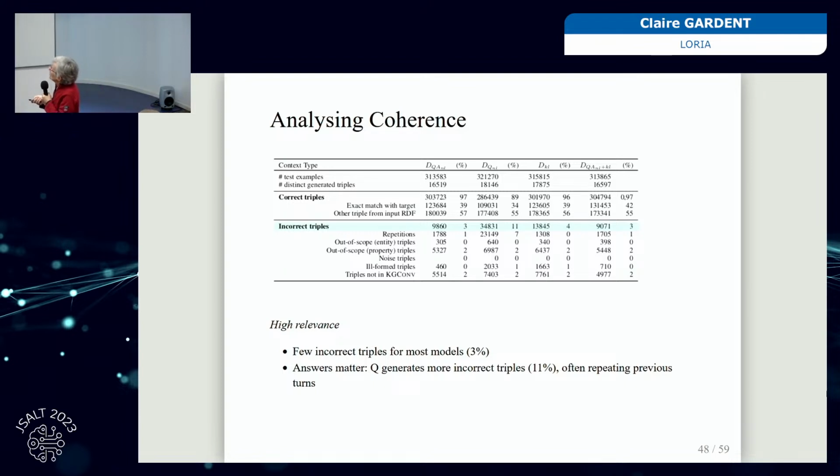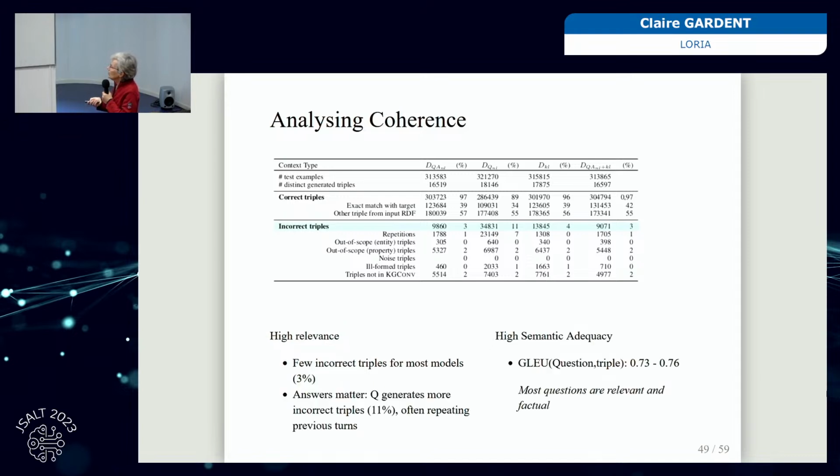Here again, it's still about relevance. We see there are few incorrect triples for most models, at most 3%. But the answer matters. We have this context where we do not take into account the answer, so we actually remove some information from the dialogue context. And then we generate a lot more incorrect triples. So it's important to keep all the information in the dialogue context.